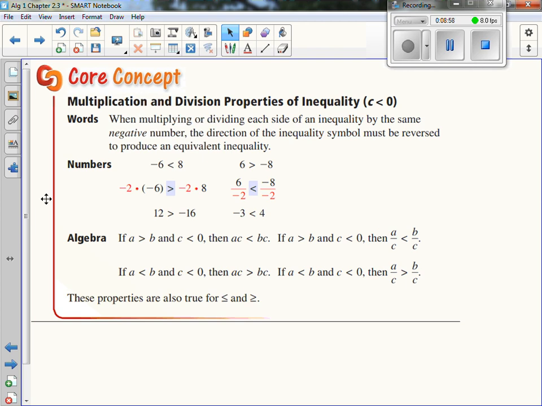And this next part here is crucial for multiplying and dividing. And it only applies when we are multiplying and dividing both sides of an inequality. So if we multiply or divide by a negative, the inequality sign changes from greater than to less than, or less than to greater than. So when you multiply or divide by a negative number, the sign flips.